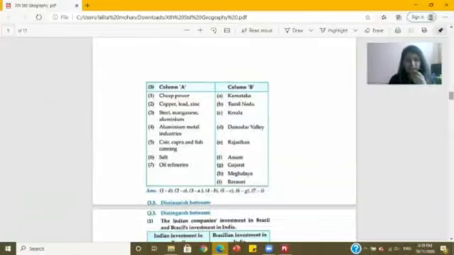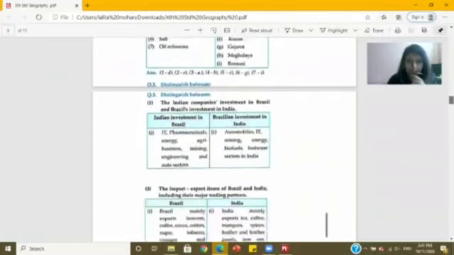Seventh, oil refineries, correct answer is option I, that is Meghalaya. Sorry, question 7, that is oil refineries. Correct answer is I, that is Baroni, not Meghalaya. Answer is Baroni. Moving ahead, question number 3, distinguish between.